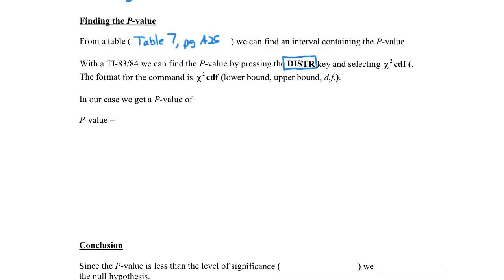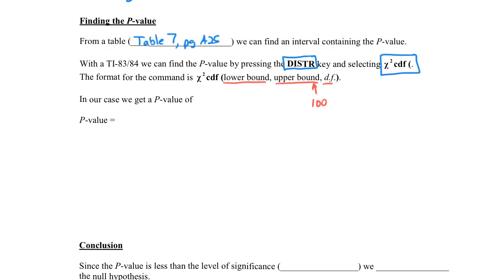So we press the distribution key. We've seen this before. And we want this chi-square CDF. And here's the format for the chi-square CDF. We need the lower bound, upper bound, degrees of freedom. It's going to be very, very similar to what we've always done. Now for the upper bound though, here's the difference. 10 won't be enough usually, but 100 will.